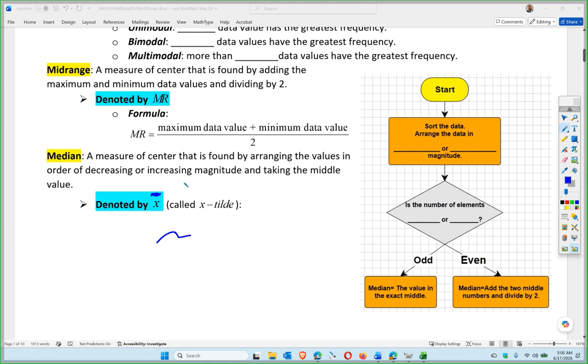The problem is that in the median, there might not be a true middle. So you have to arrange the values in ascending or descending order, increasing or decreasing, however you want to think about it. Then you have to think about whether there is an odd or an even number of values. And you're like, well, why does that even matter?